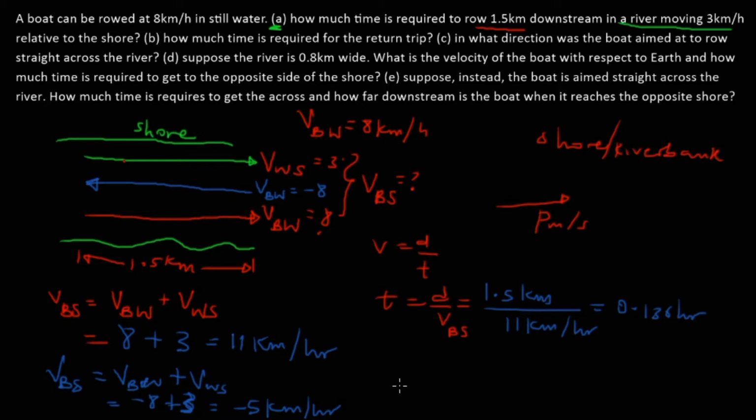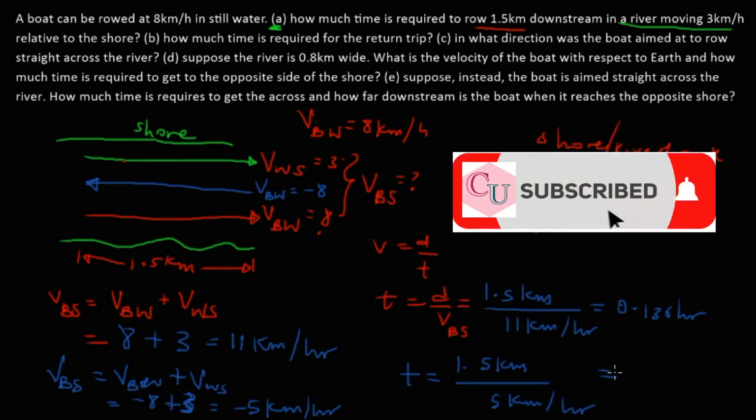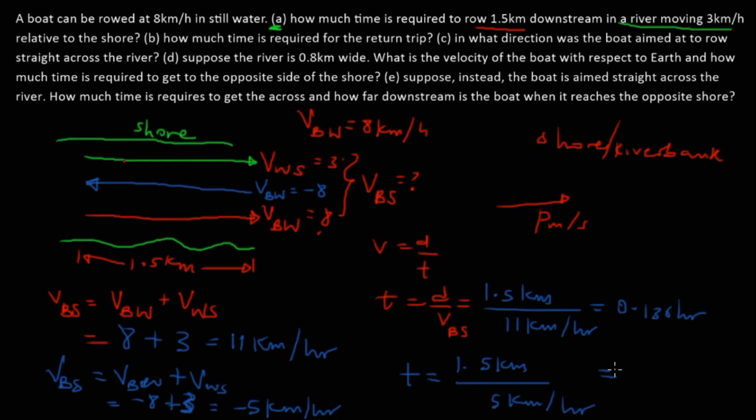As a result, the time will be equal to the distance, which is the same thing, 1.5 kilometer upon 5 kilometer per hour. I do not need to make use of the negative sign here because this is time. Time is a scalar quantity. It has nothing to do with the direction. So 1.5 divided by 5 will be equal to 0.3 hours.